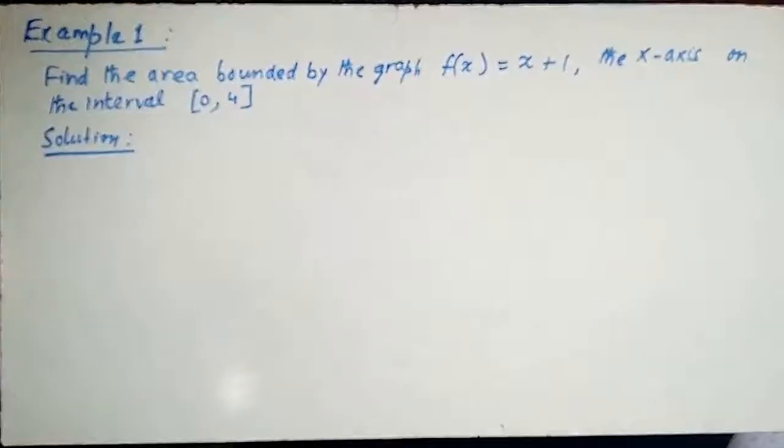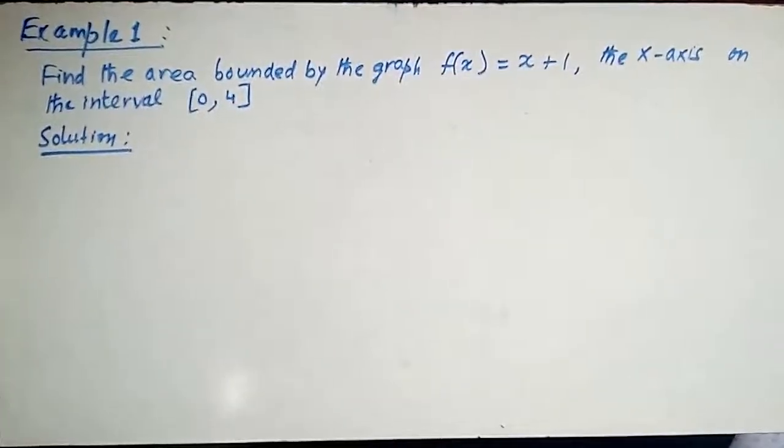So let's start with example 1. Find the area bounded by the graph f(x) equal to x plus 1, the x-axis on the interval 0 and 4. Let's see how to go about it.